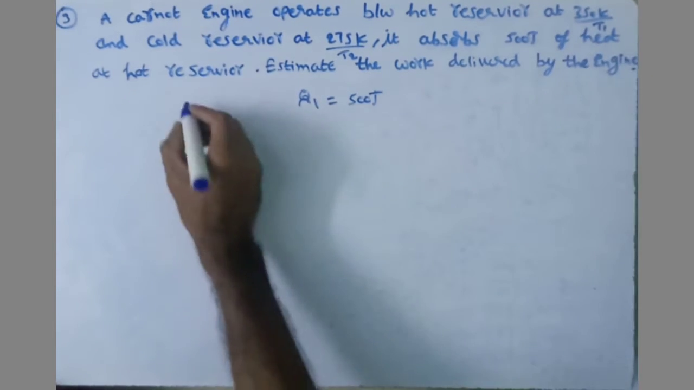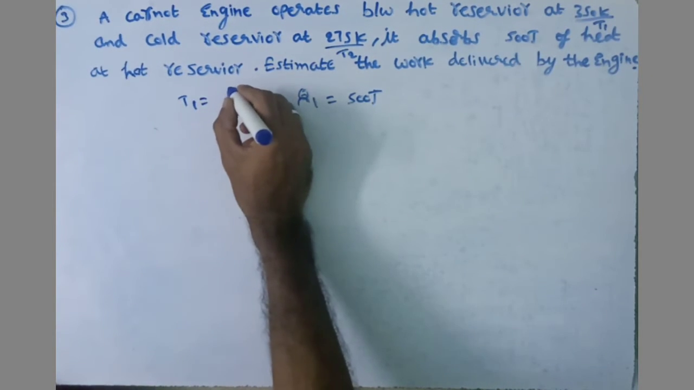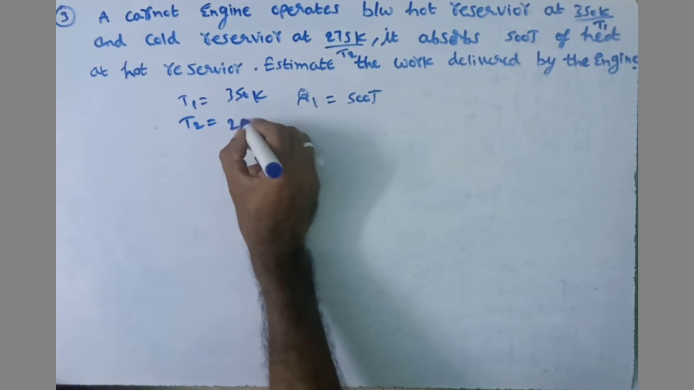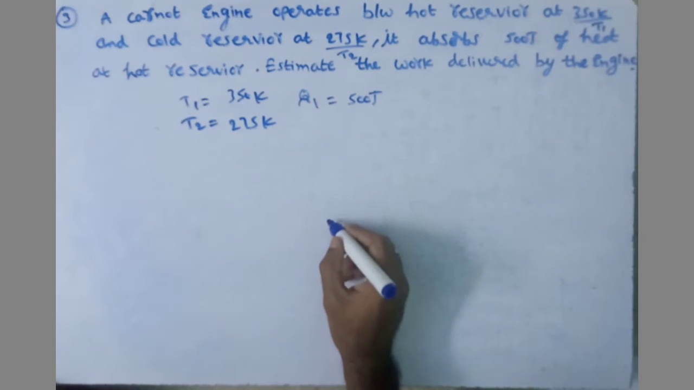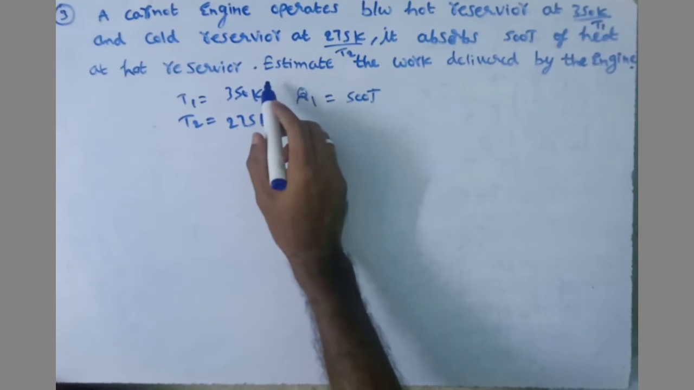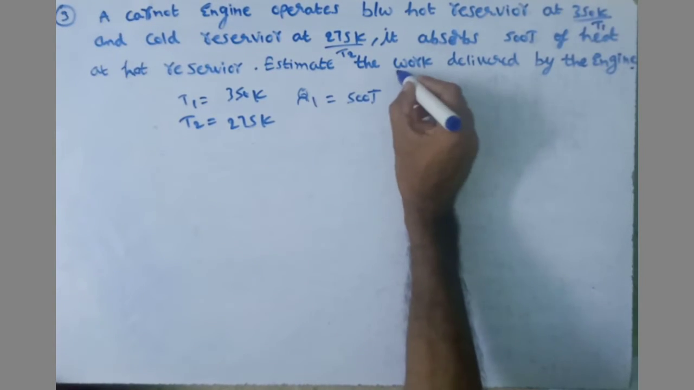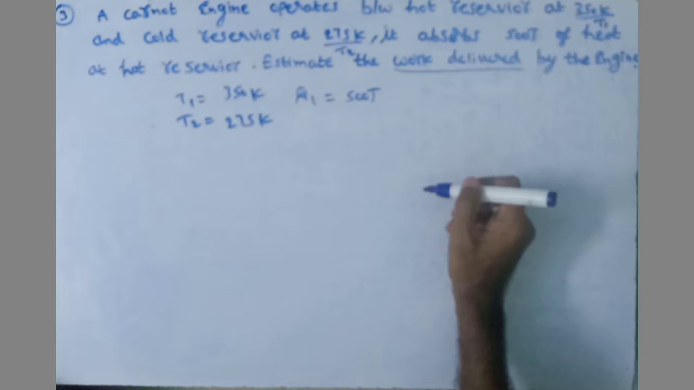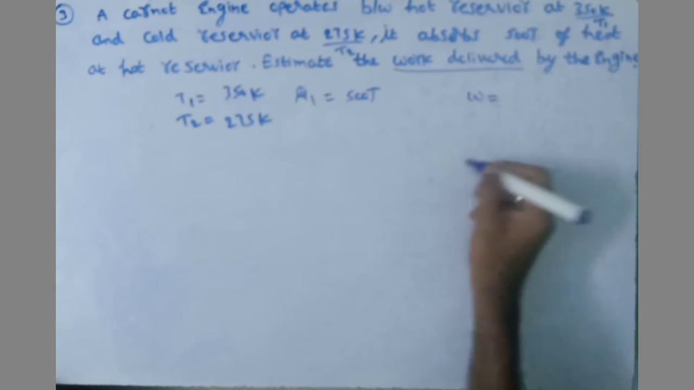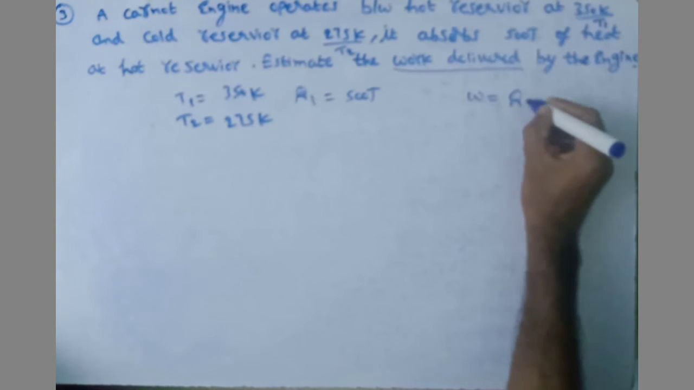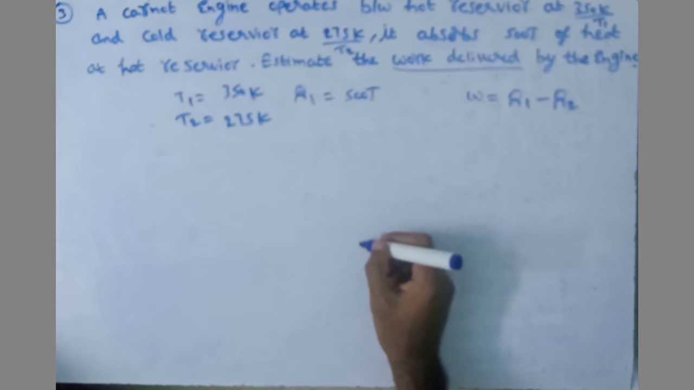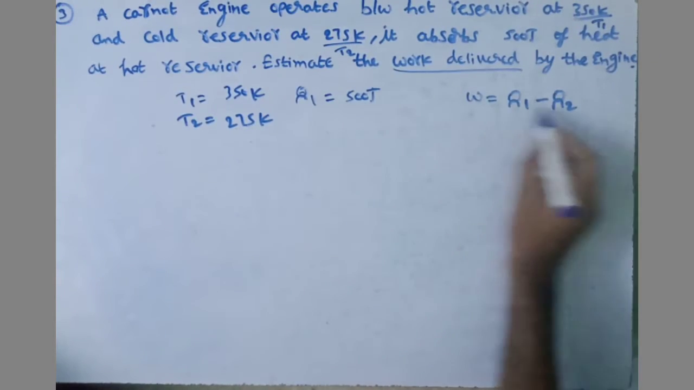Here we have our T1, T1 is equal to 350 kelvins and T2 is equal to 275 kelvins. This is the given data, and the question asks us to find the work delivered. We know that work done by the Carnot engine is equal to Q1 minus Q2. So here we have Q1, but we don't have Q2.